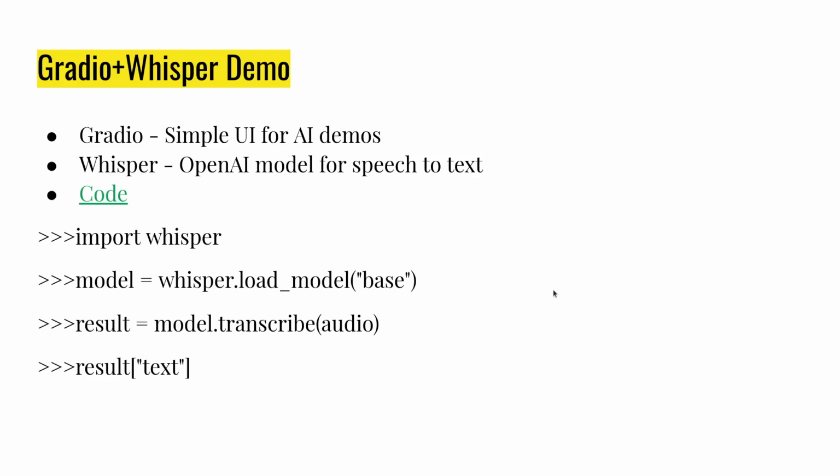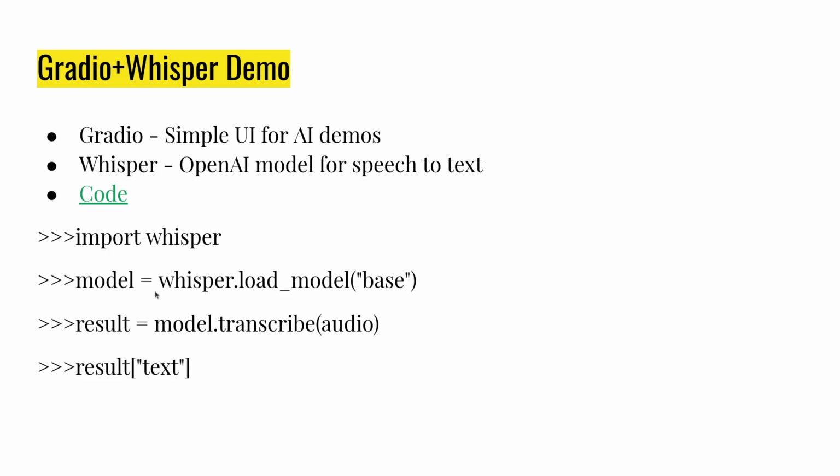Before getting started, let me show you a simple example of a deep learning model being used. Here we have Whisper, OpenAI's model for speech to text. We will use Gradio for creating a simple UI. So usage of Whisper is like this.